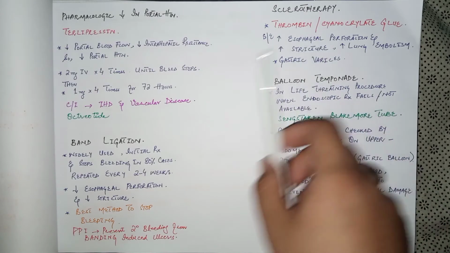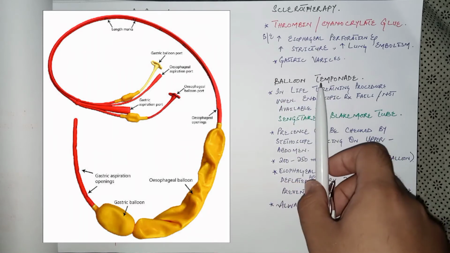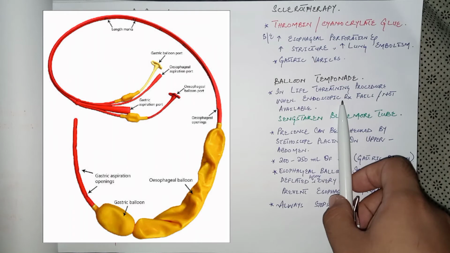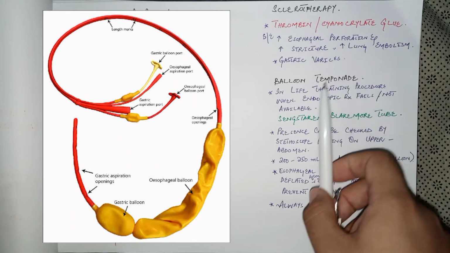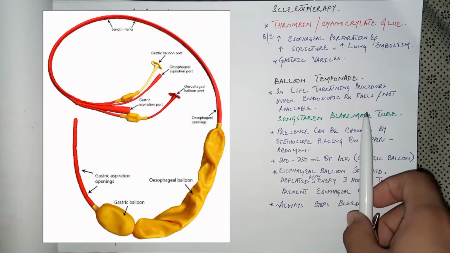If sclerotherapy or band ligation fails, then they perform the next procedure, which is balloon tamponade. It is used in life-threatening situations when endoscopic management fails or is not available. In this procedure, a Sengstaken-Blakemore tube is used.